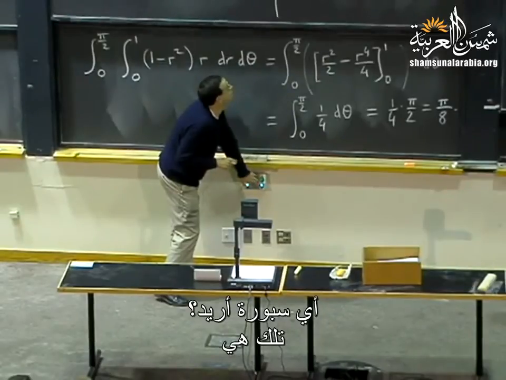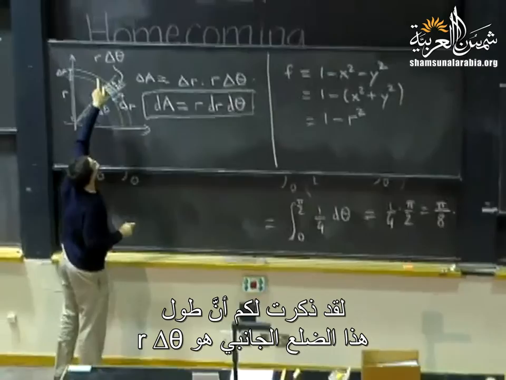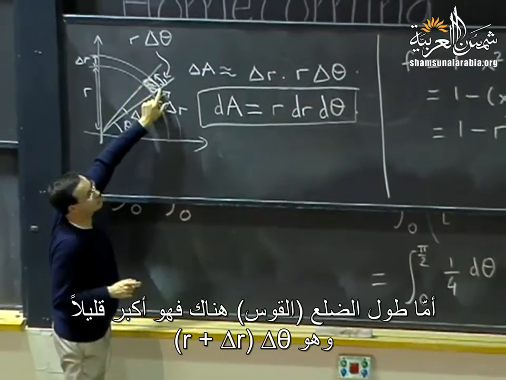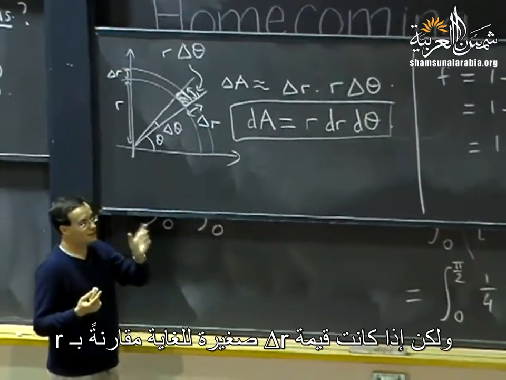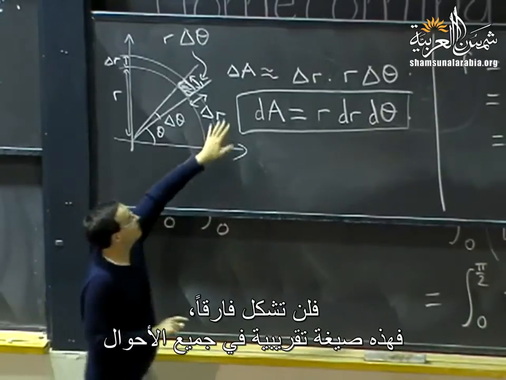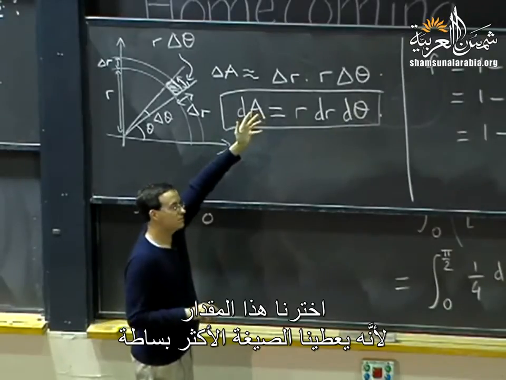Oops. Which one do I want? This one. So here I said this side is r delta theta. I could have said r delta theta is the length here, and here it's slightly more: r plus delta r times delta theta. But if delta r is very small compared to r, then that's almost the same thing. And this is an approximation anyway. So I took this one because it gives me the simpler formula.